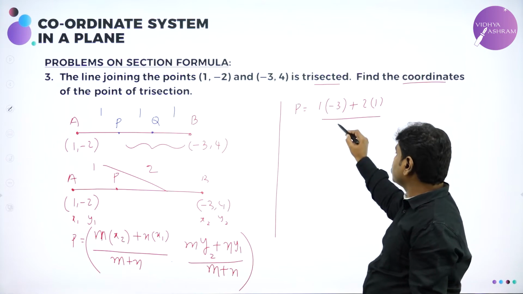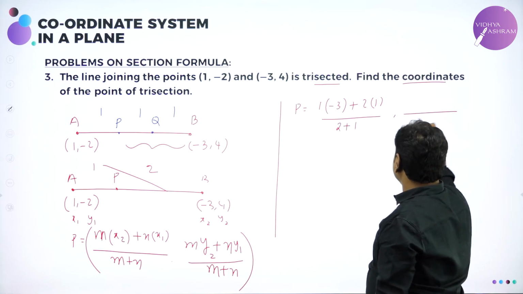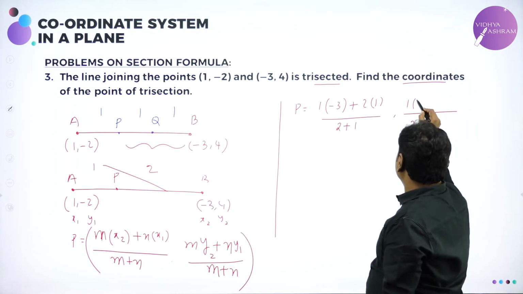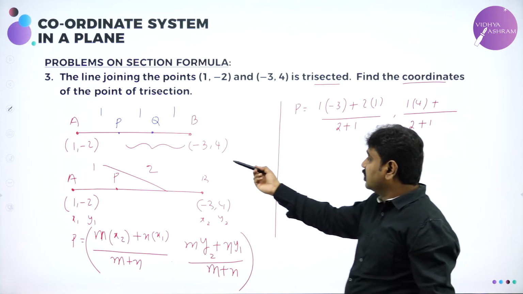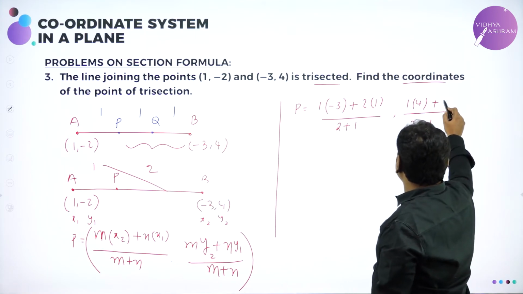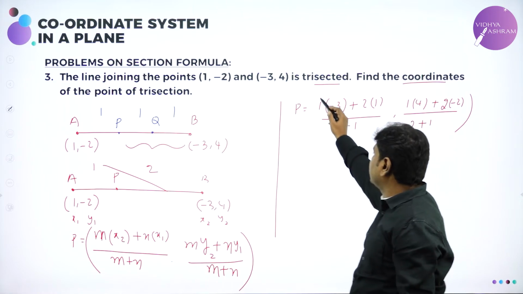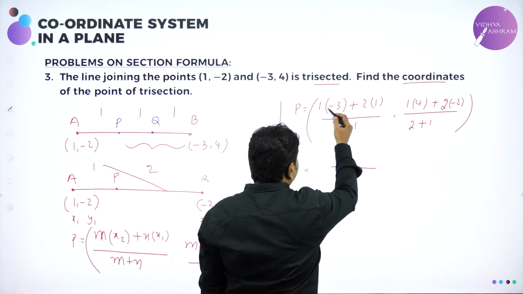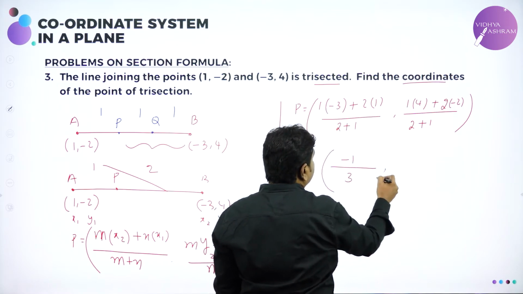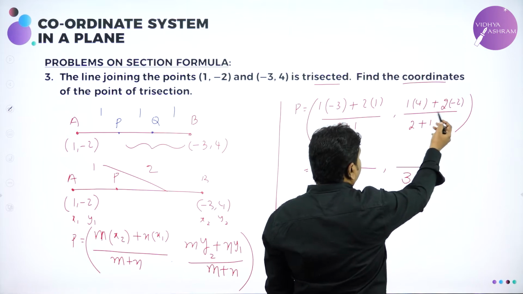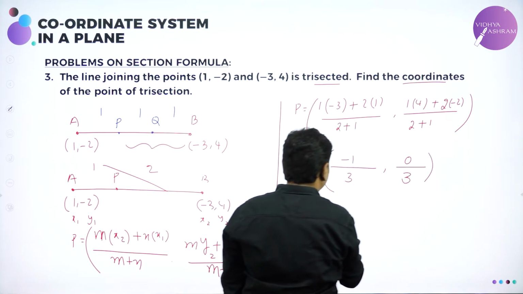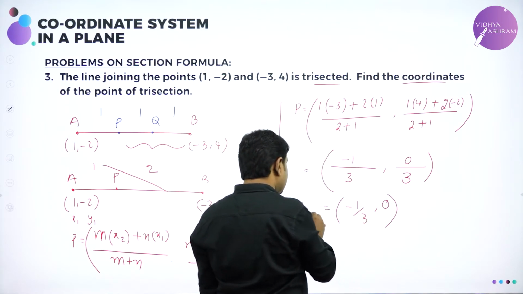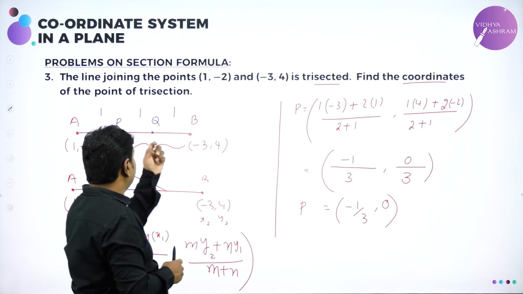M plus n is how much? 2 plus 1. Here also we have 2 plus 1. Again 1 into y2. What is y2? 4, plus 2 into minus 2. Simplify this. You will get divided by 3. This will become minus 3 plus 2, minus 1, divided by 3. 4 ones are 4, 4 minus 4 is 0, 0 by anything is 0. So minus 1 by 3 comma 0 is one of the points of trisection, but I need to find Q again.